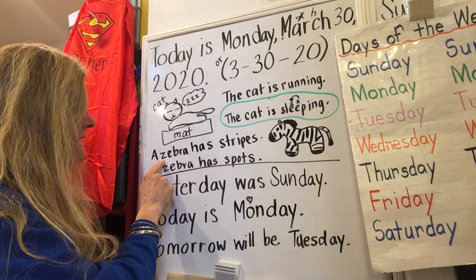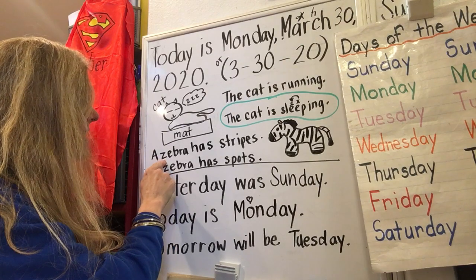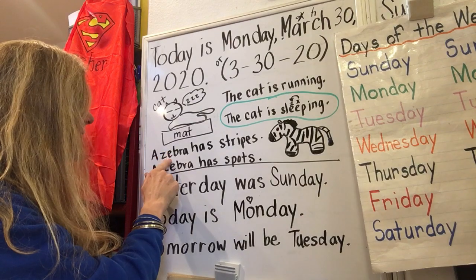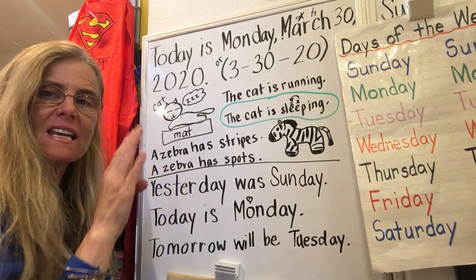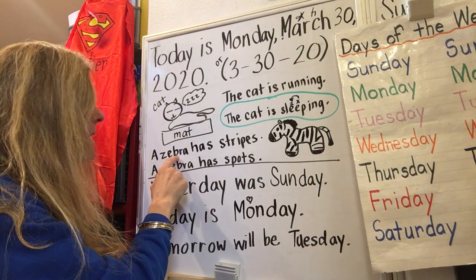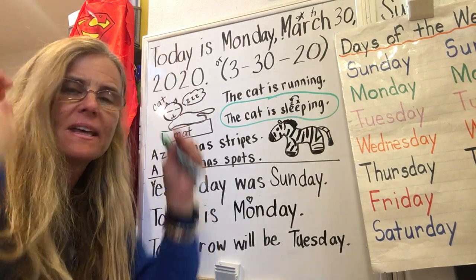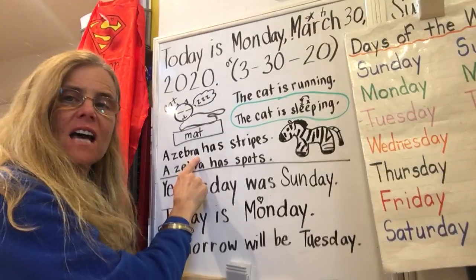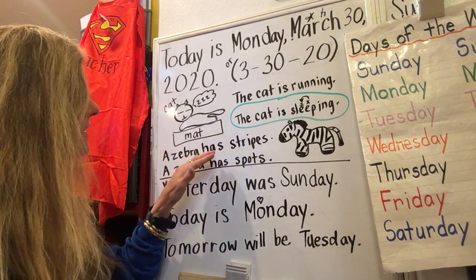Let's look at this letter. Z. Z says Z. This is an E. It's saying its name. This is a B. It's saying B, like in ball. A zeb. This is an R, like in rabbit. And this is saying just like this one. A zebra.